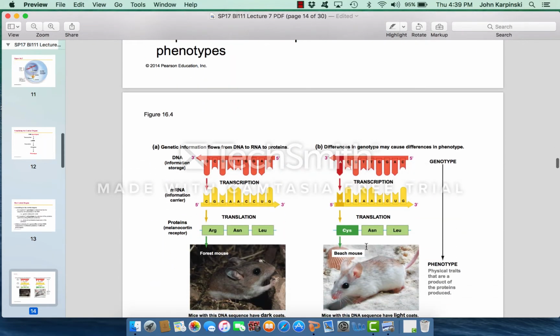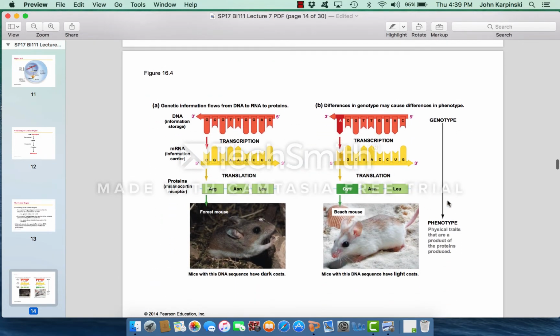On this next slide, we have a nice example where we compare two mice. We have a forest mouse here, dark-skinned, on the left, and then we have a beach mouse, light-skinned, on the right. They are similar in almost all respects. The only difference is the color coding of their fur. What leads to that difference? It turns out that the cause of that difference is a change in one DNA nucleotide.